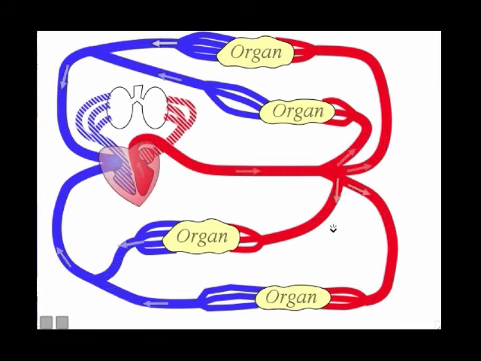There are three types of blood vessels: arteries, and who remembers, how do we define arteries? Carry blood away from the heart towards various organs. Veins, which we define as, one more time.